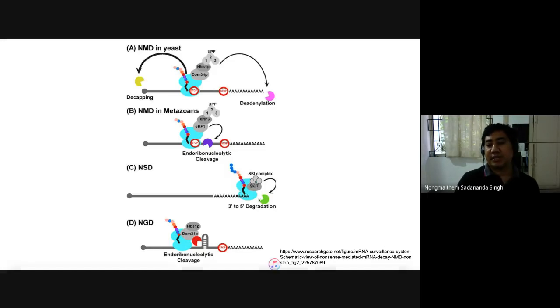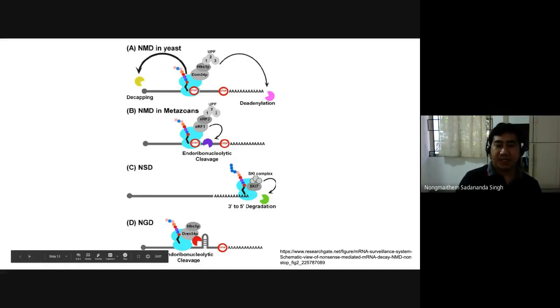Okay, so thereby the ribosomes are stalled or stuck at the end of the mRNA. And the third one, the no-go decay, in this case is that because of a modification on the mRNA or the presence of a strong secondary structure, the ribosome cannot pass through these structures and the ribosome is stuck in the middle of the mRNA.